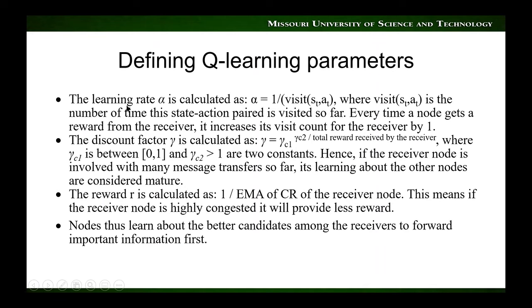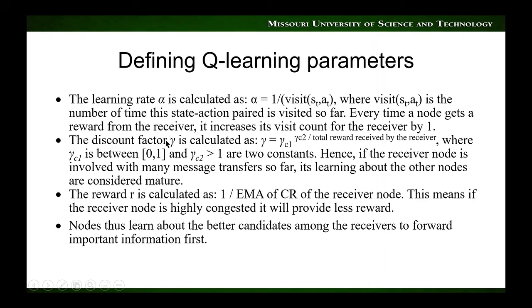Now we define the Q-learning parameters. The first one is alpha. Alpha is 1 by visit. That means the more times you visit some particular state and action, the learning rate will be less, so that it means that state and action pair will get mature.